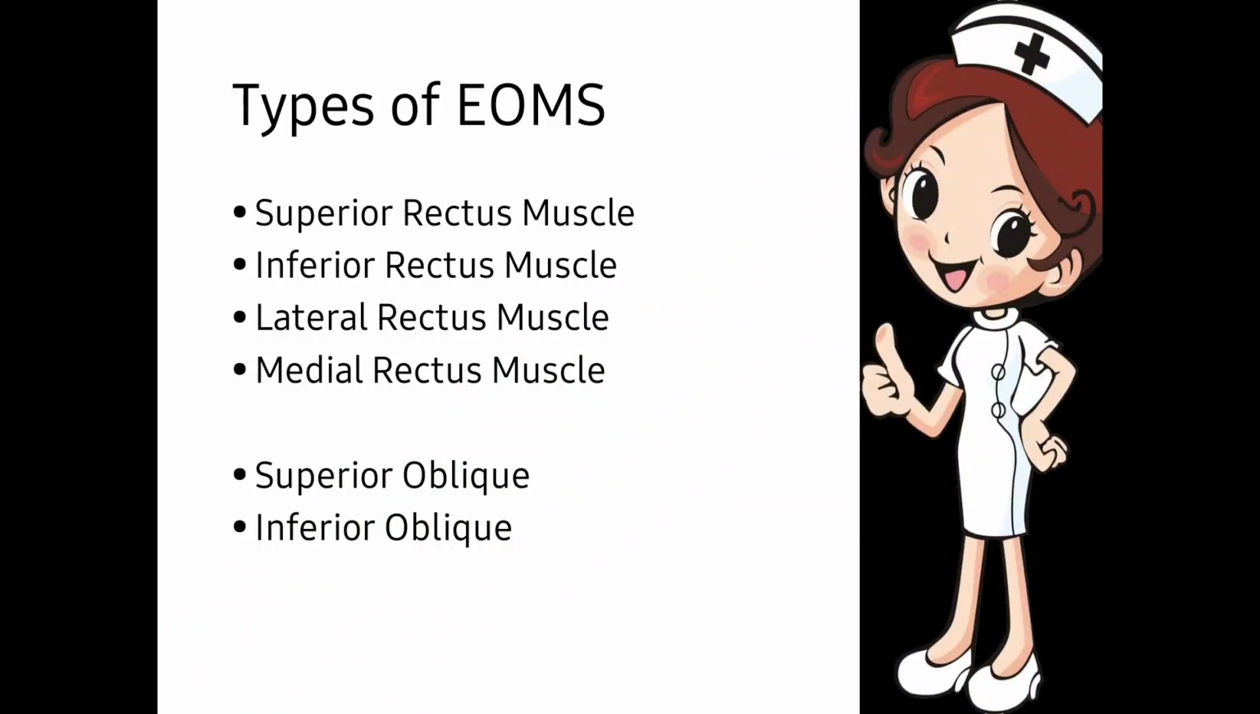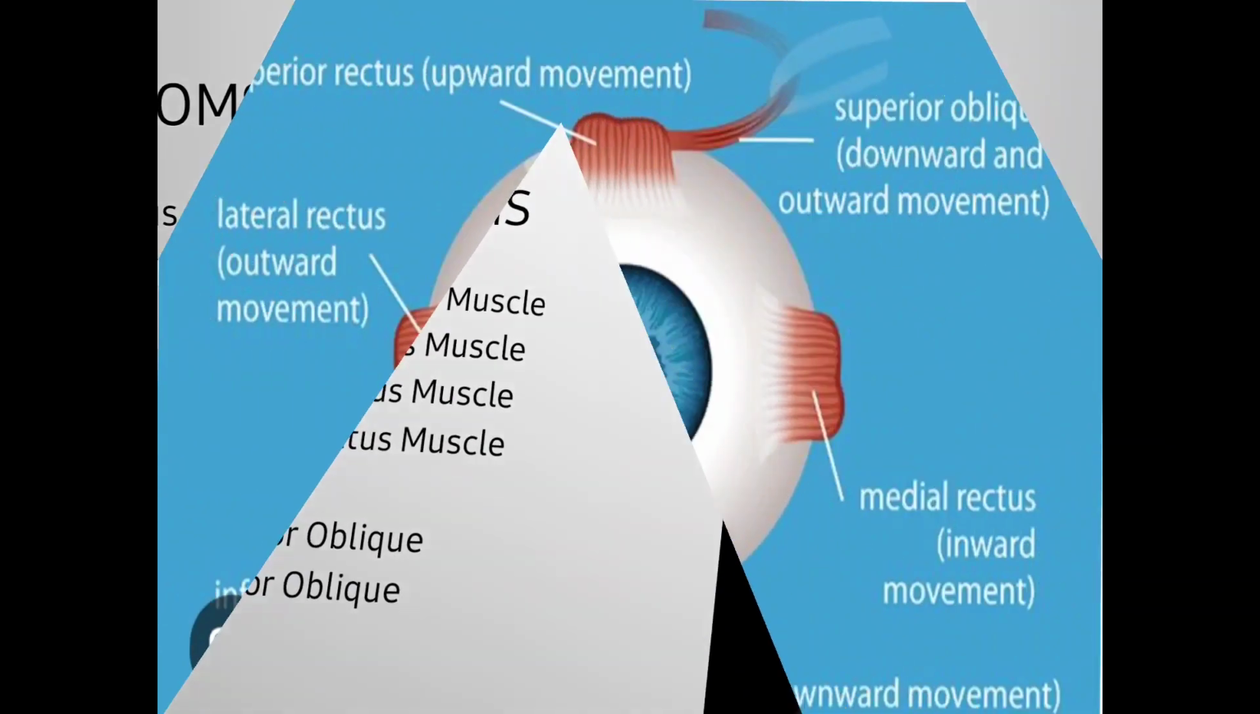Types of extraocular muscles: we have a set of 6 extraocular muscles which include the 2 obliques. So 4 extraocular muscles are present. First one is the superior rectus muscle, next one is the inferior rectus muscle, third one is the lateral rectus muscle, and the fourth one is the medial rectus muscle. 2 obliques are present. First one is the superior oblique and the second one is the inferior oblique.